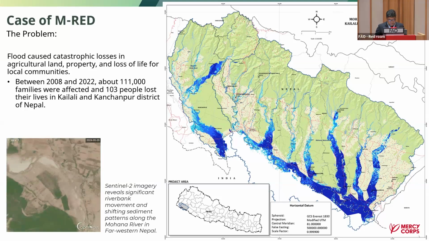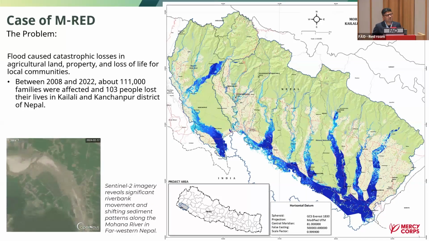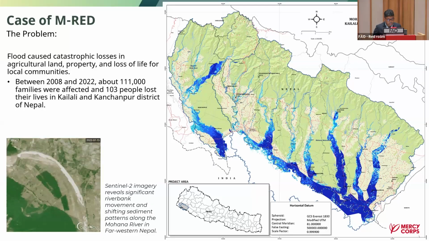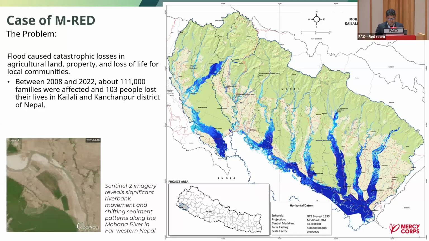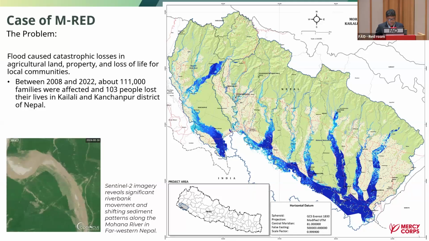Before we start with the details of the GeoField use case, I would like to share the background of this work and why we started to do this work. So today, we present you the experience of GIE using MRED as a case study in Nepal. We bring you this study, which focuses specifically on Kailali and Kanchanpur districts, which are prone to seasonal floods, especially during the monsoon season, and heavy rainfall leads to river overflow and inundation of low-lying areas.